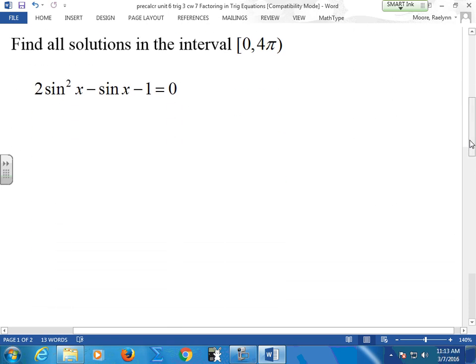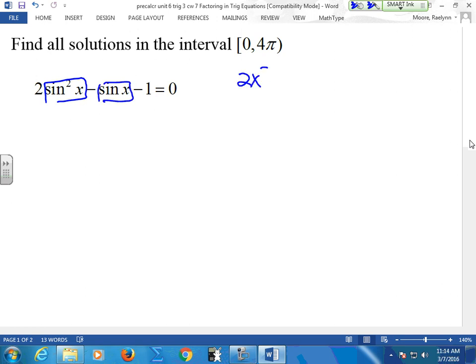Let's try another one. This one has all solutions from 0 to 4 pi. So whenever you see all solutions besides the 0 to 2 pi, we're going to find our all solutions first, and then we're going to work the 4 pi. So I notice this is my variable. So I'm going to take this out for a minute and let it look like this. How would I factor this trinomial?